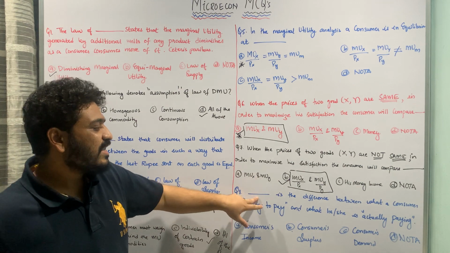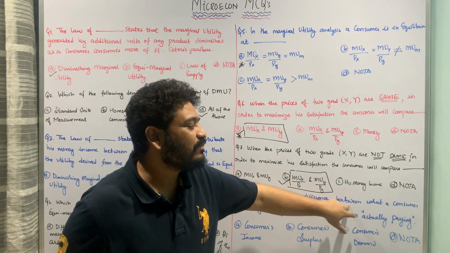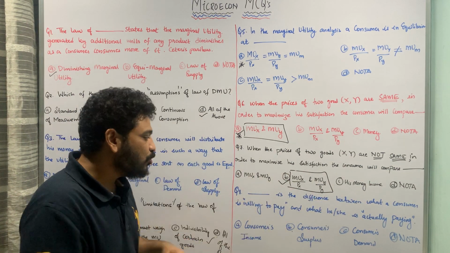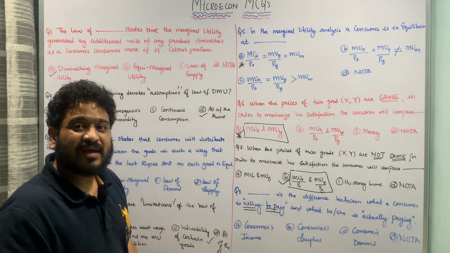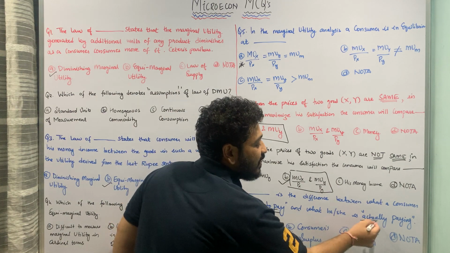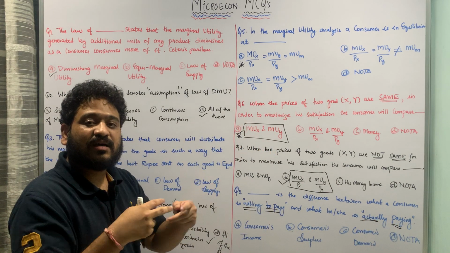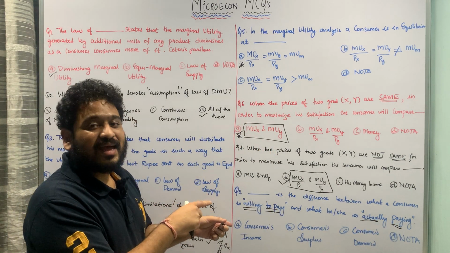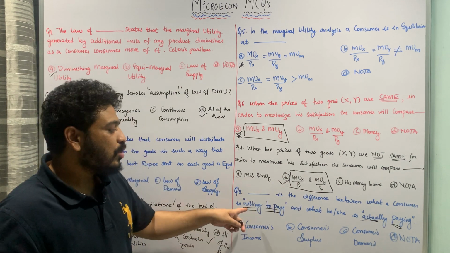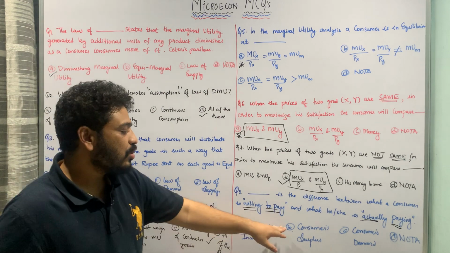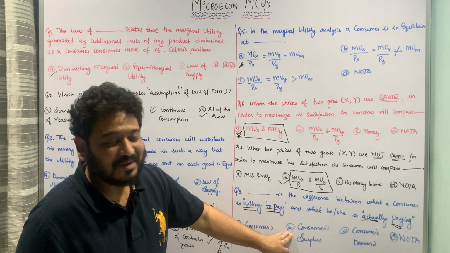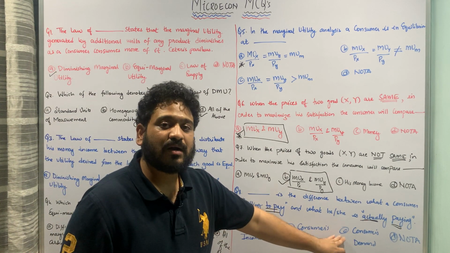And the question is, dash is the difference between what a consumer is willing to pay and what he or she is actually paying. The difference between what he is willing to pay and what he is actually paying, what do you call that concept? Do you call it consumer's income? Do you call it consumer's surplus? Do you call it consumer's demand, or none of the above?